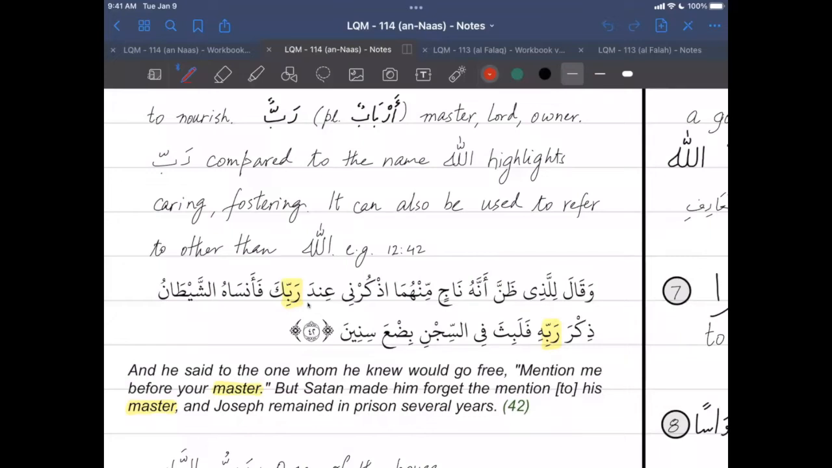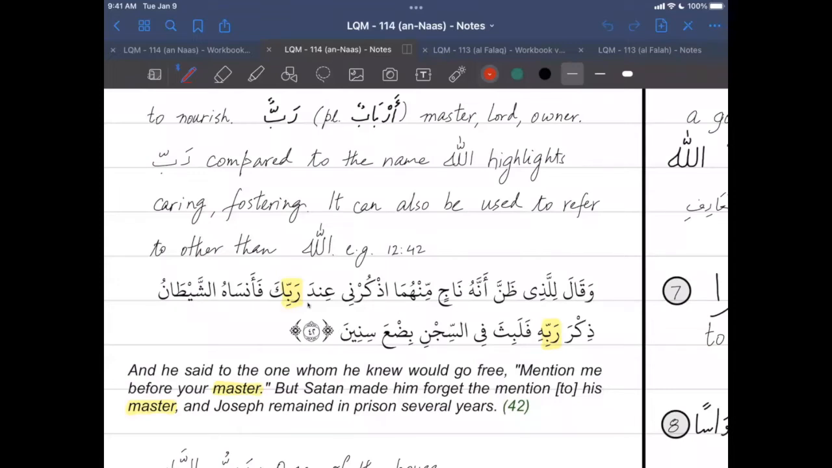So this is Yusuf saying to one of whom he knew would go free. This is the part of the story when he was put into the jail, along with two other individuals, and he knew that one of them would go free. So he said to that person, mention me before your master. Mention me before, and look at the word used in the Arabic, Rabbika. Okay. Mention me before your master.